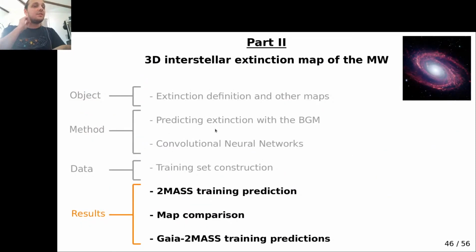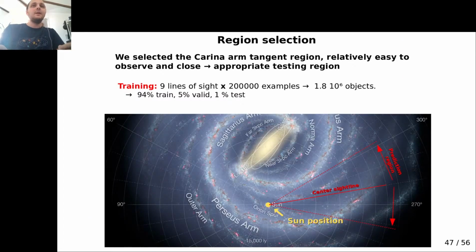So now I will present some of the results we obtained with this method for actual observational data. We focused our first results on the Carina arm tangent region. This was motivated by the fact that this is a pretty simple region, and it has the advantage of having both dense interstellar medium structures and very empty regions as well. So it is a way to evaluate if our method can detect both relatively high extinction and no extinction.